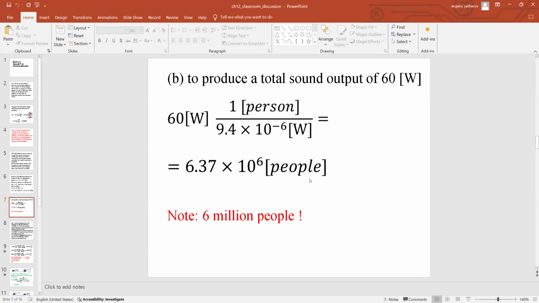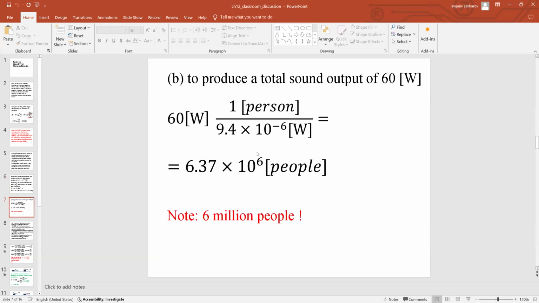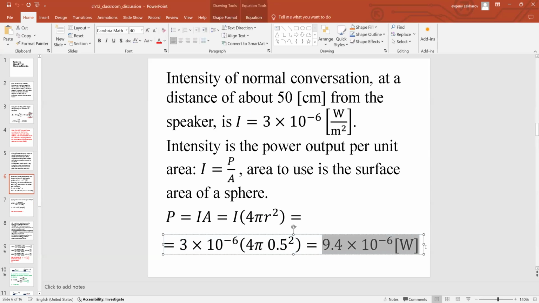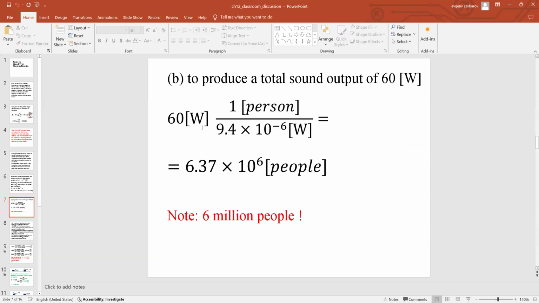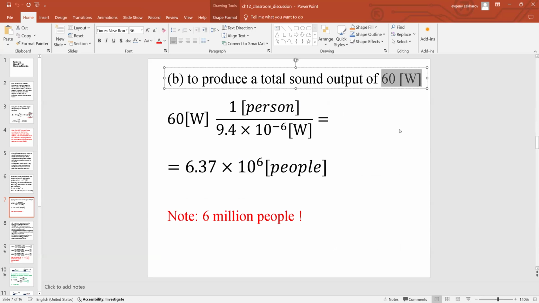And to produce a total sound output of 60 watts, well, if one person produces this much, then for the 60 watts, you have to use the conversion factor that we just figured out. One person is this much, one person is this much. And we want 60 watts total, so watts cancel, and you're left with 6 million people.